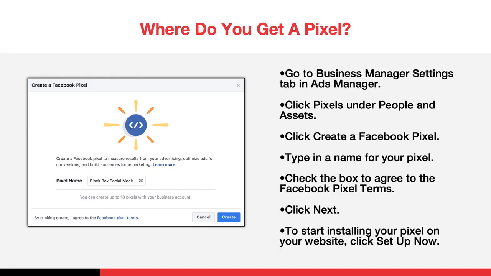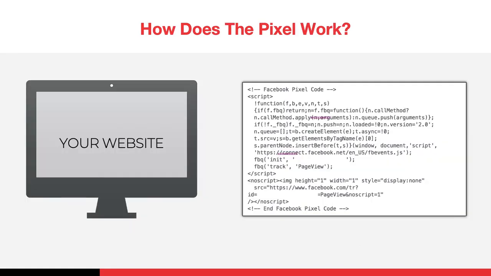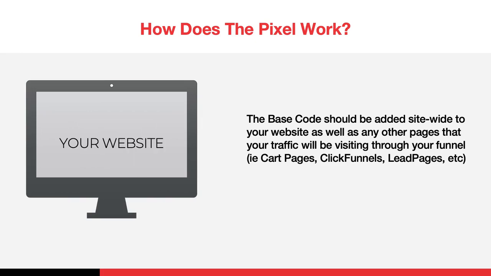So what's going to happen next is you're going to start installing the pixel on your website. Click Setup Now. So how does the pixel work exactly? Again, I want to make sure that we're all on the exact same page with this labeling. So the base code should be added site-wide. Typically this is in the header, and that traffic's going to be visiting your funnel through your cart pages, click funnels, lead pages, whatever you have set up.